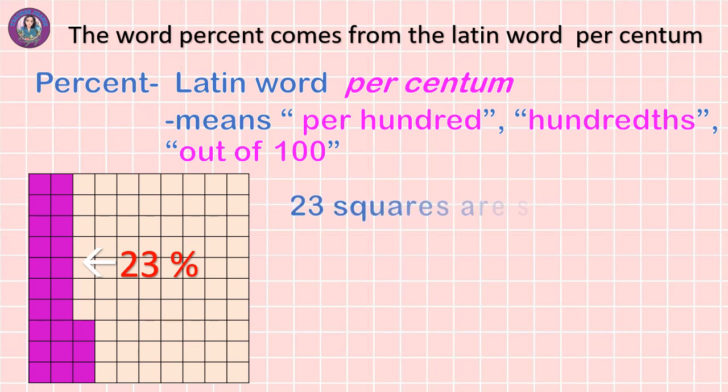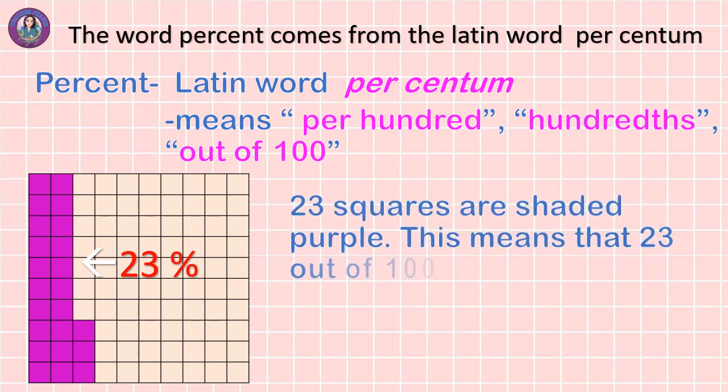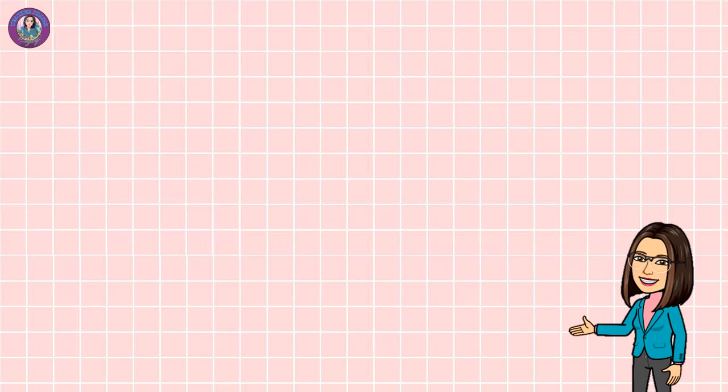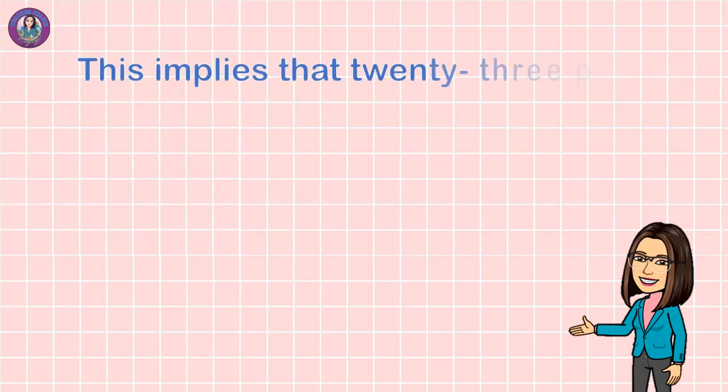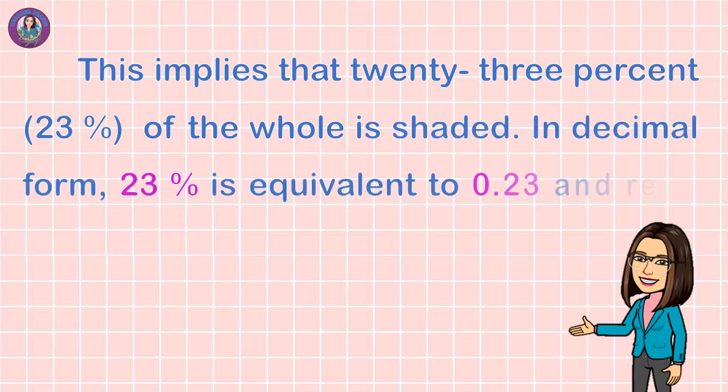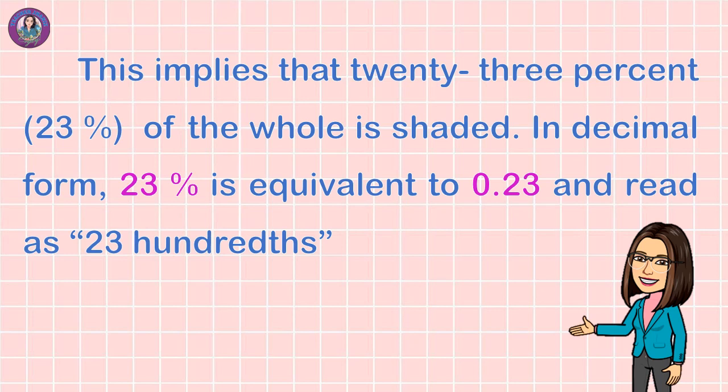In this illustration, there are 23 squares shaded purple. This means that 23 out of 100 squares are shaded. So 23 out of 100 or 23 hundredths of the whole is shaded. This implies that 23% of the whole is shaded. In decimal form, 23% is equivalent to 23 hundredths. 0.23 is read as 23 hundredths.